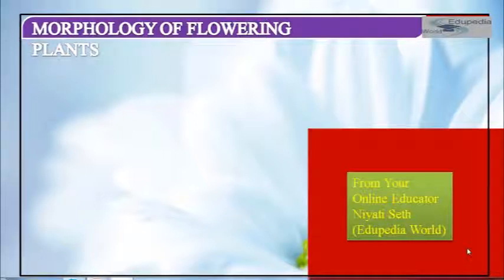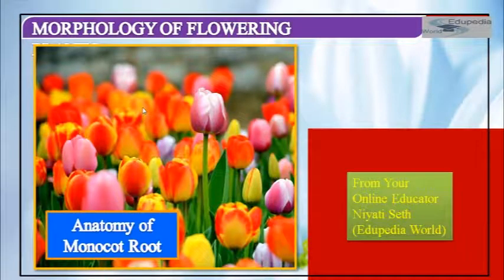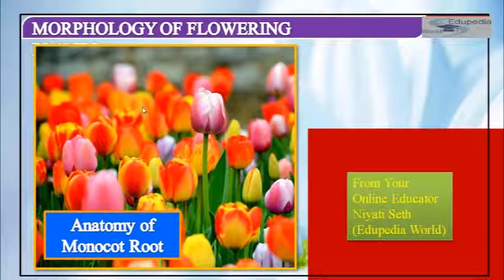My topic for the presentation is the 10th section of the chapter Morphology of Flowering Plants, students. In this section of the video, we will discuss the anatomy of monocot root. So let's proceed towards our topic, that is anatomy of monocot root. Anatomy means internal morphology. Okay, so we will study the internal morphology of monocot root.